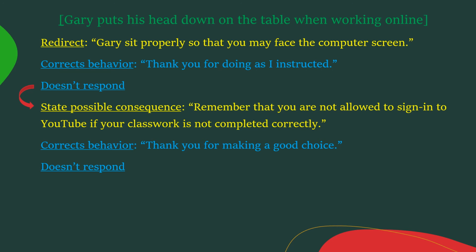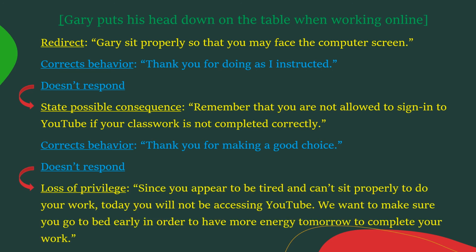That's it, right? If he doesn't respond, then I can go to the loss of privilege, or the last step, and say something like, since you appear to be tired and can't sit properly to do your work, today you will not be accessing YouTube. We want to make sure you go to bed early in order to have more energy tomorrow to complete your work.